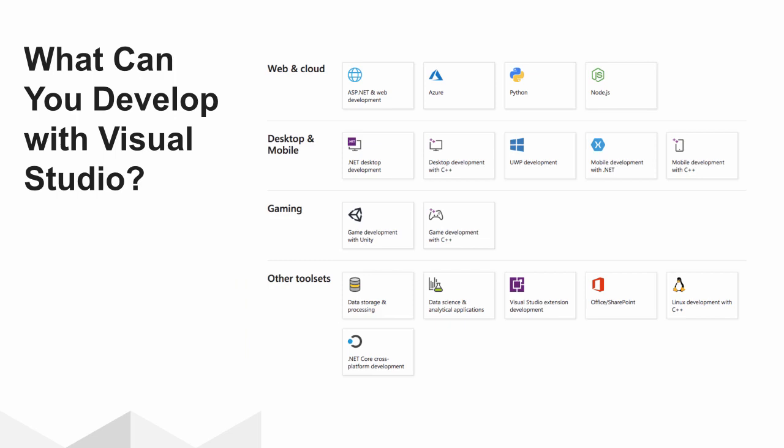So what can you develop with Visual Studio? You can develop all kinds of applications. You can develop web and cloud applications. There's native connections for doing Azure development. You can do Python development. There's features for desktop development, for .NET desktop development, as well as mobile development with .NET and Xamarin. There's also mobile development with C++ as well. There's also a gaming interface, and you can develop games with Unity and also with C++.